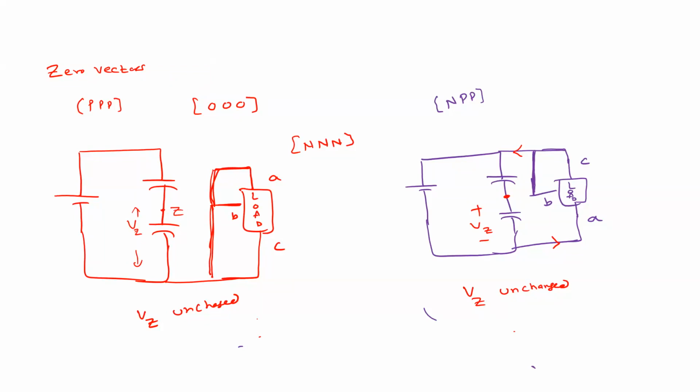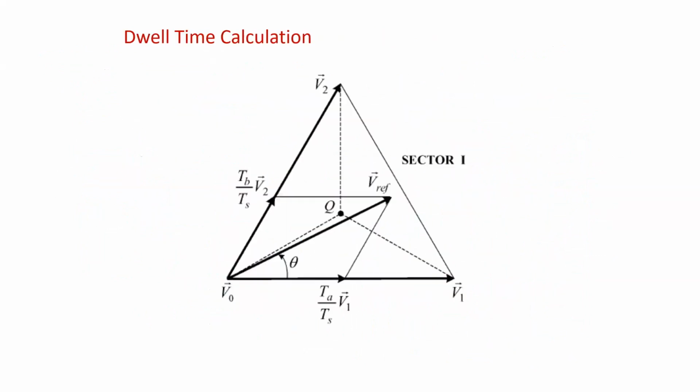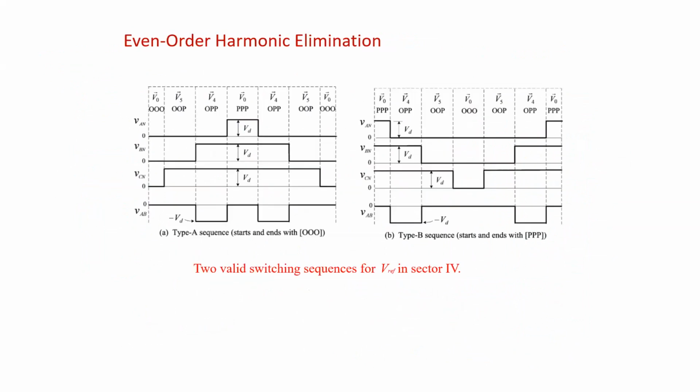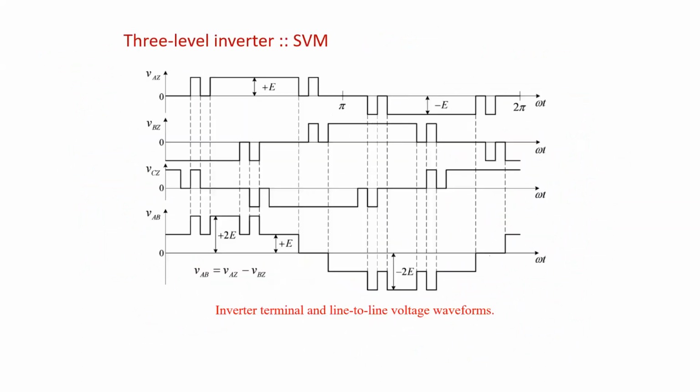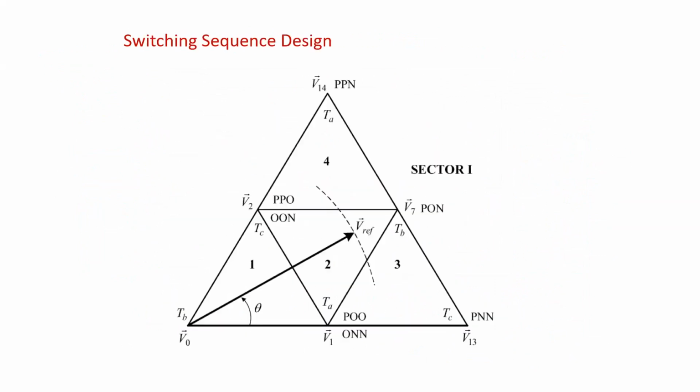With all this theory, what we have to do is use these vectors, especially the small vectors, to balance the neutral point voltage. We already discussed the space vector diagram for the 3-level inverter, so this is the space vector diagram. Each sector is divided into 4 regions, starting from 1, 2, 3, 4.